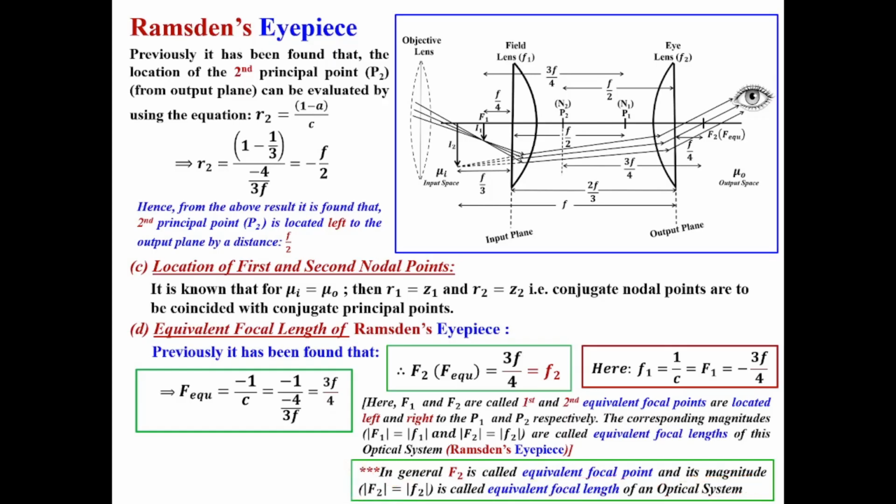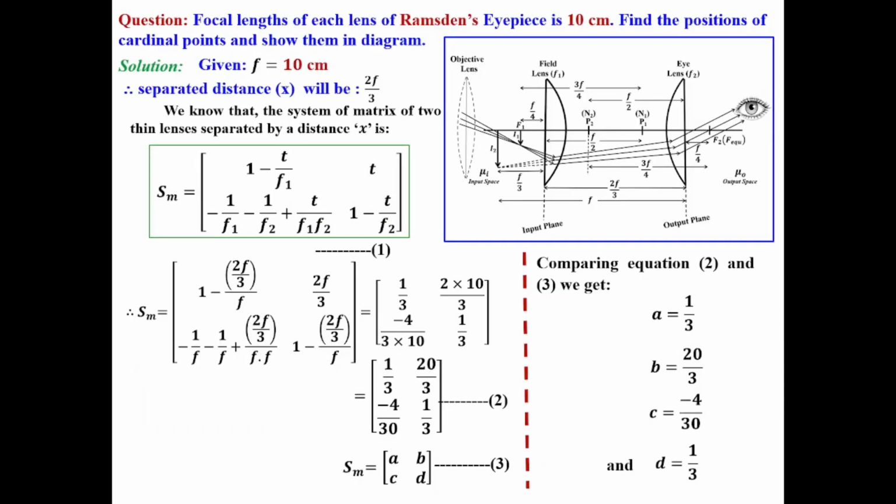Okay. Now we are going to solve a numerical belonging to the Ramsden eyepiece. Here is the question. In the question, it is given that the focal length of each lens of the Ramsden eyepiece is 10 cm. Find the position of the cardinal points and show them in the diagram. If this question is asked in your exam, it will be for 4 to 5 marks. Watch carefully and practice it. Given f1 equal to f2, that means the field lens and eye lens focal length is 10 centimeter. So let f be 10 centimeter.